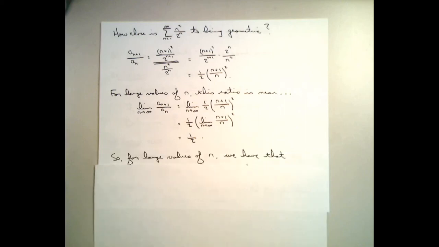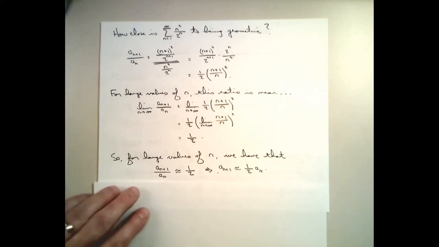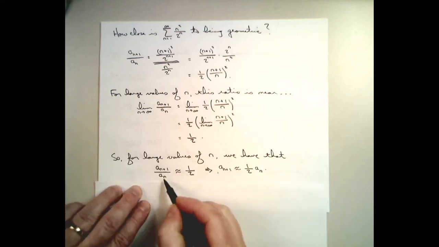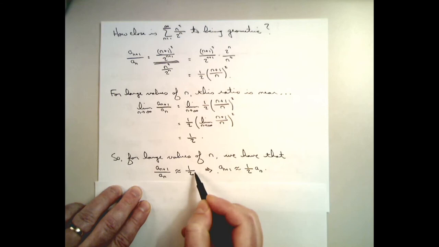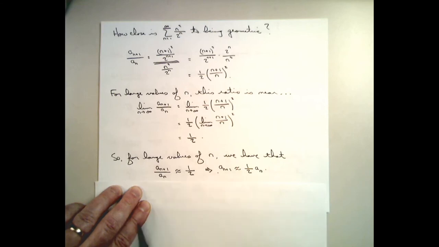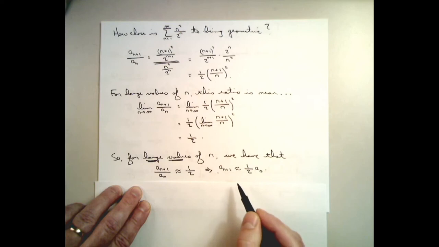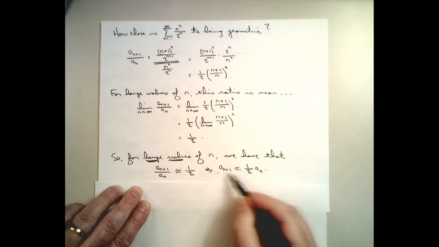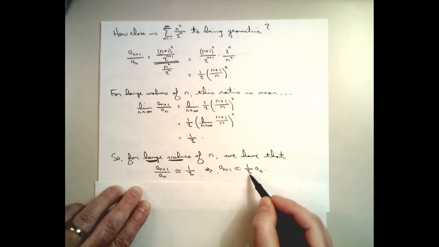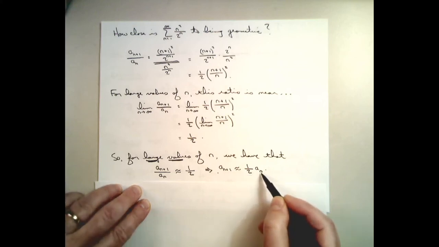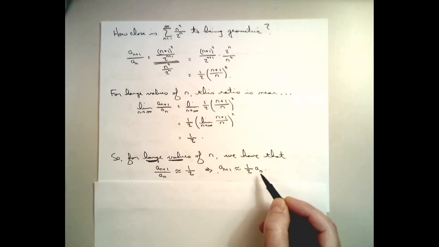And so for large values of n, what this says is that while a sub n plus 1 over a sub n isn't ever equal to 1/2, it's approximately equal to 1/2 for large values of n. And so for large values of n, the n plus first term is almost exactly equal to 1/2 times the nth term.